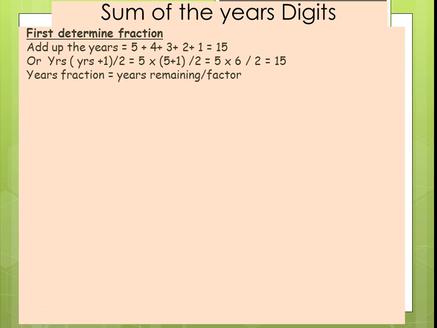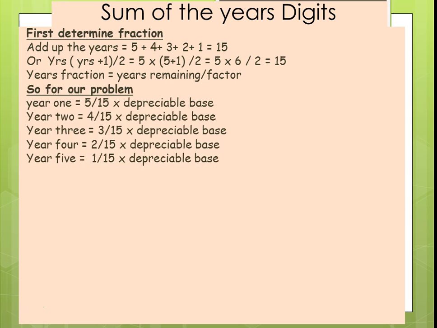So to get our fraction, it's going to be the years remaining divided by the factor. So this is what it would look like if we bought it at the beginning of the year and we didn't have a partial year. Year 1 would be 5/15 times the depreciable base. Year 2 would be 4/15 times the depreciable base, and so on.